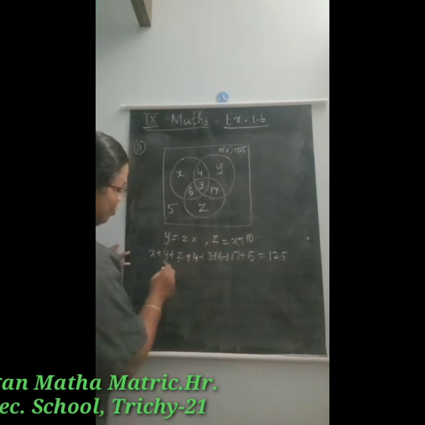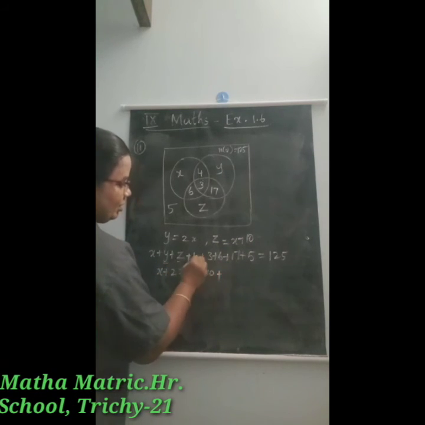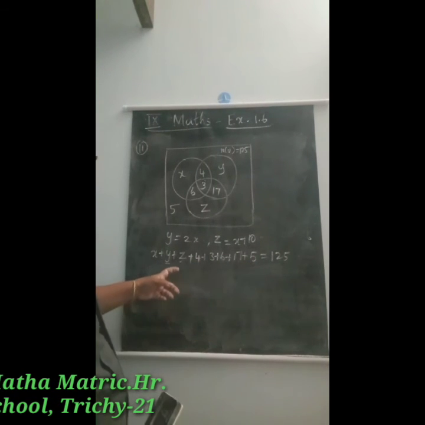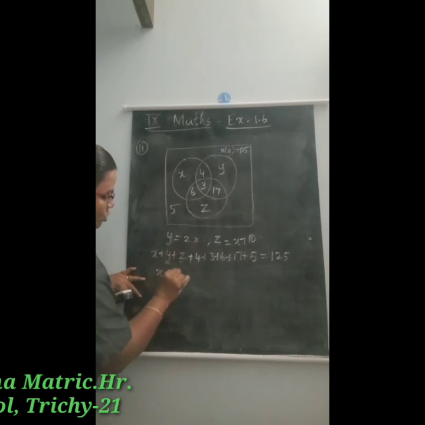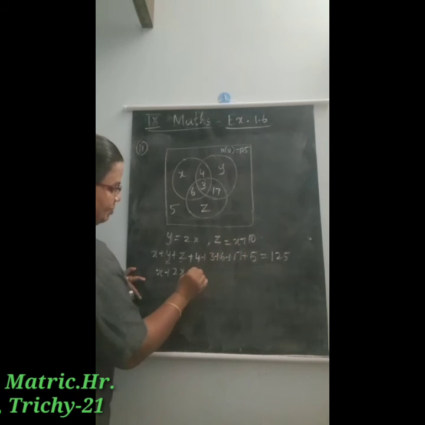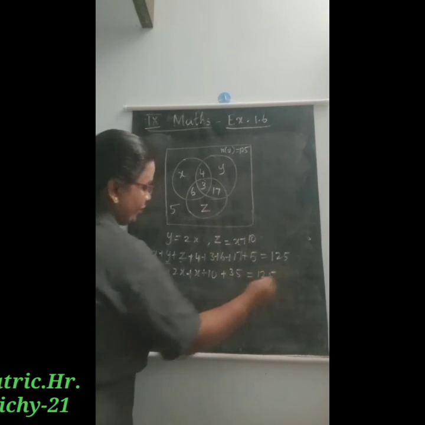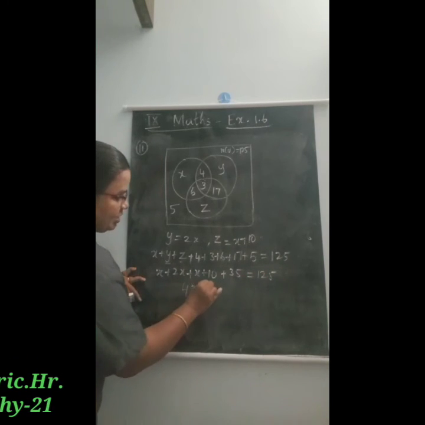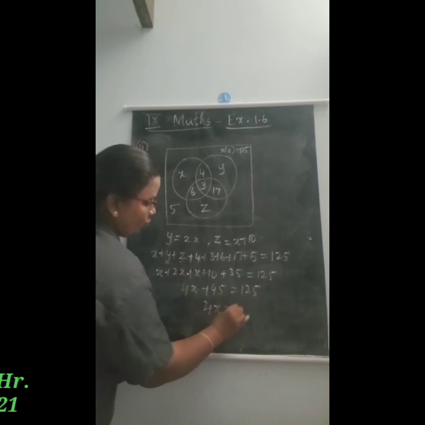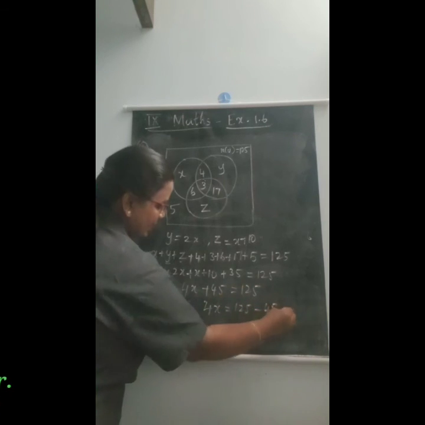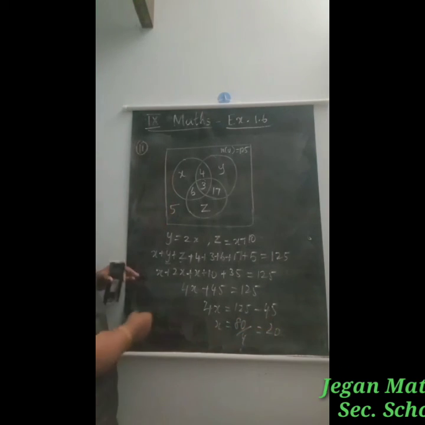And 35 means we have to add this y as 2x and z as x plus 10. So here x plus 2x plus x plus 10 plus 35 is equal to 125. Now we have to add 4x plus 45 is equal to 125, and 4x is equal to 125 minus 45, that is 80. So x is equal to 80 divided by 4, that is equal to 20. So x is equal to 20.